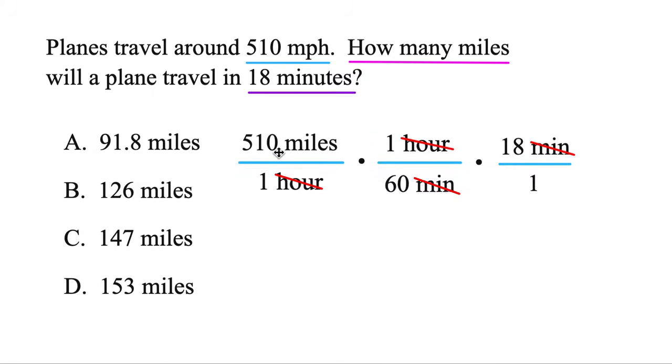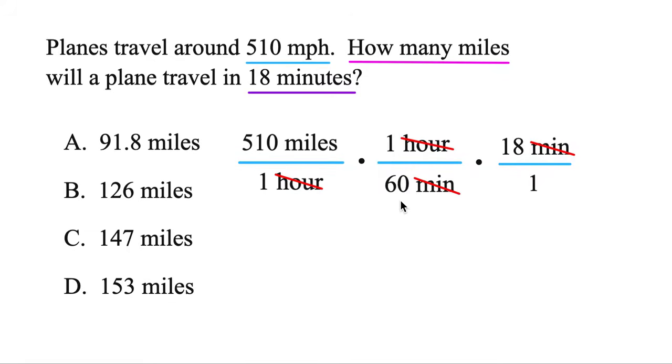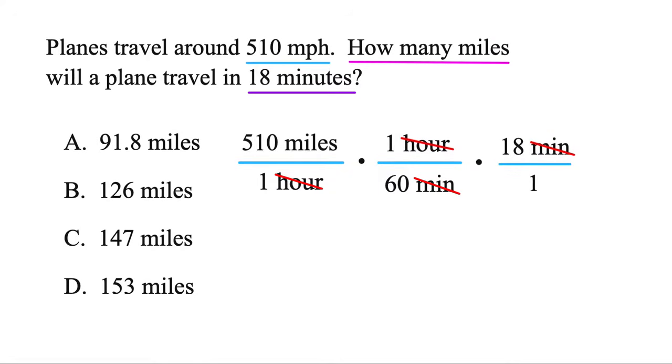So let's plug this into the calculator. We'll just multiply the stuff up top. So we'll use the fraction button, 510 times 18, and then divided by 60 in the bottom. 153. So that is how many miles the plane travels in 18 minutes there.